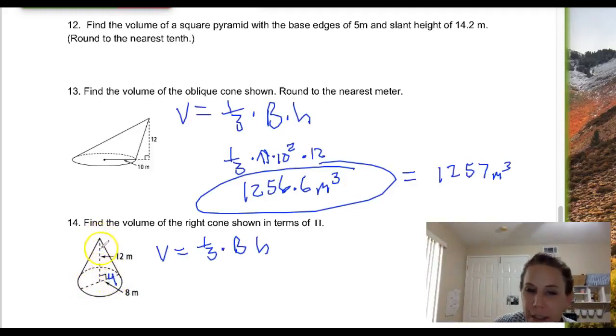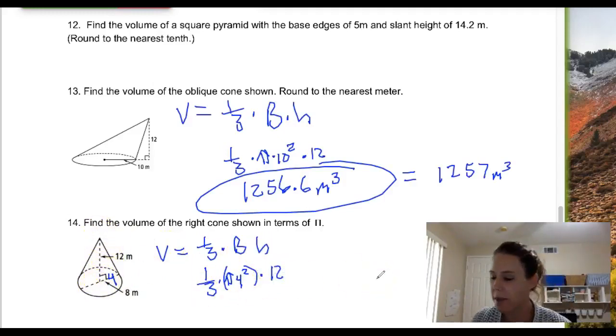And they went ahead and gave us the actual height of the cone, not the slant height. Yay! So we don't have to do Pythagorean theorem. We have everything we need. So we're going to go 1/3. The base is a circle, so the area of the base is going to be pi r squared, and our radius is 4. So pi times 4 squared times the height of the cone, which is 12.